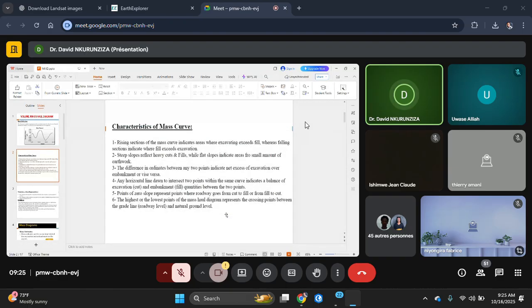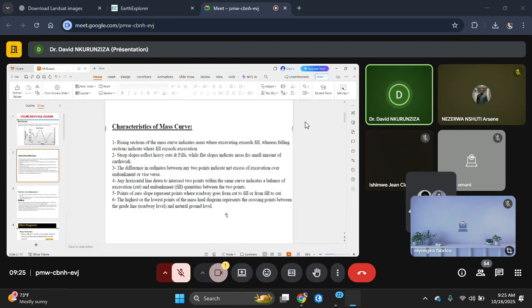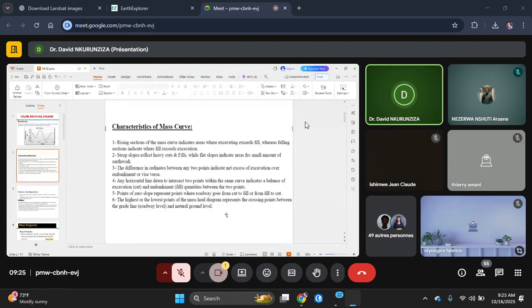So why do we need the mass haul diagram? Of course, I have already said we need the mass haul diagram because we may need to do what? First, we need to plan for the earthwork. So it is for earthwork planning. Second, we need the mass haul diagram because we want to estimate the involved costs. Three, we need the mass haul diagram because we want to optimize the soil's distribution.